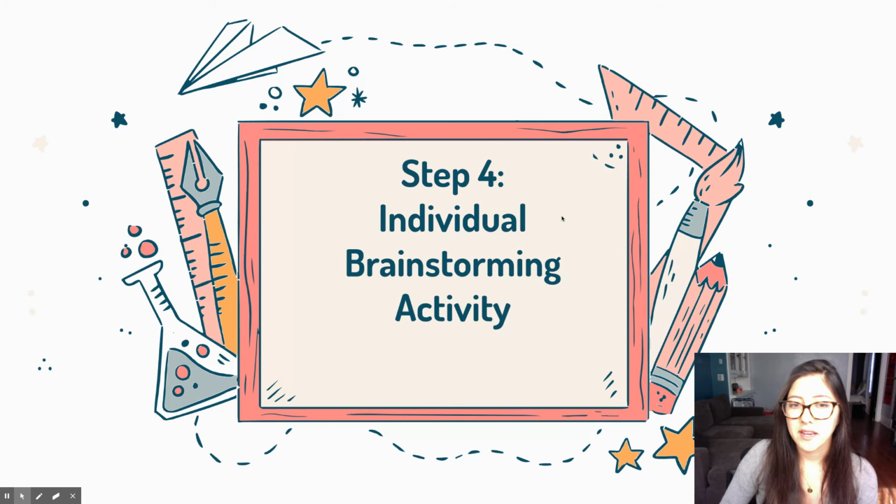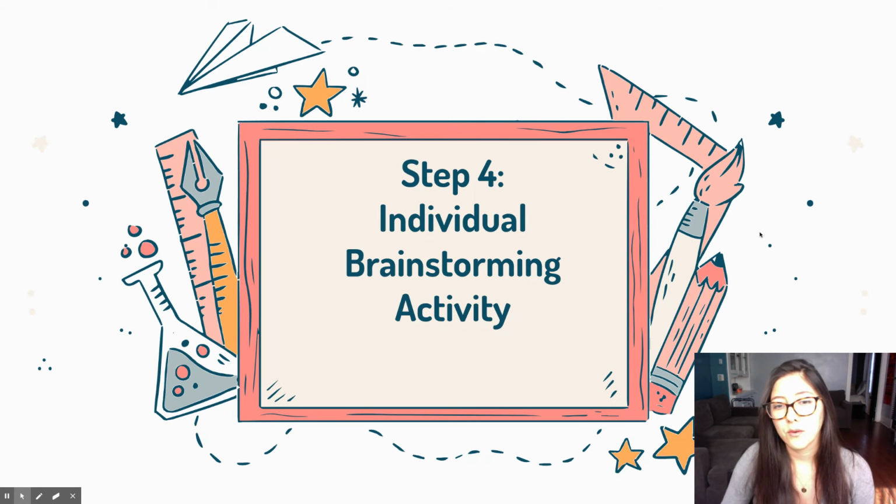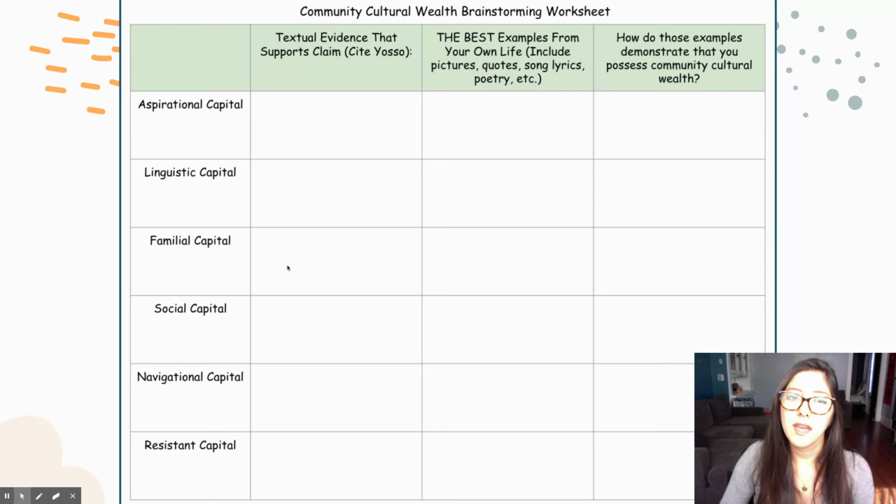The next step is to have students begin brainstorming now that they've seen the model example and the project. And in order to help them brainstorm, we gave them this handout, which allows students to incorporate textual evidence that supports how it is that they believe they possess each of these different capitals. Here they can include photos, quotes, song lyrics, poetry, any kind of visual analysis that will help us see how it is that they possess this cultural capital.